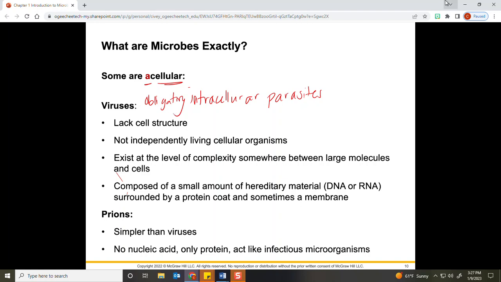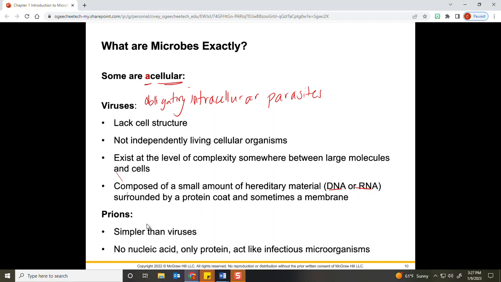So they exist at a level of complexity somewhere between large molecules and cells, but they are not considered cellular organisms because they lack a cell structure and cannot carry out their life cycles independently without using a host cell. Viruses as a whole are composed of a small amount of hereditary material. This can be DNA or RNA, and it's surrounded by a protein coat and sometimes a membrane. We'll get into more details on that in another chapter.